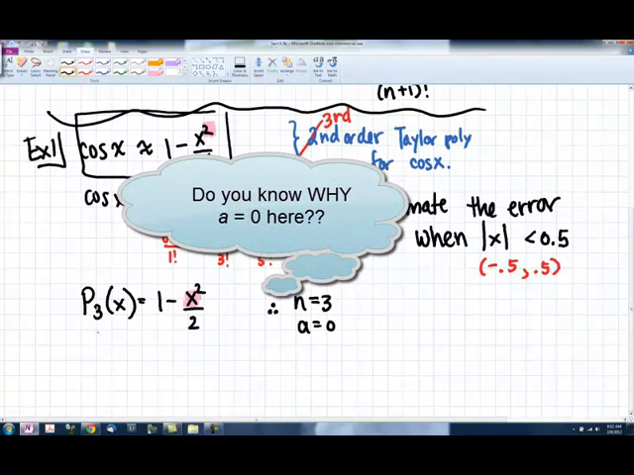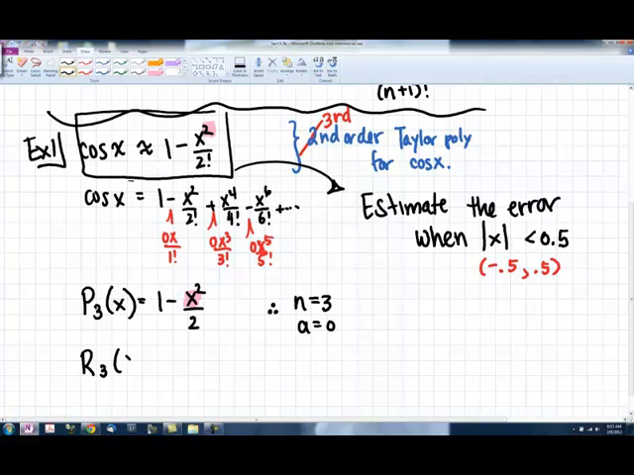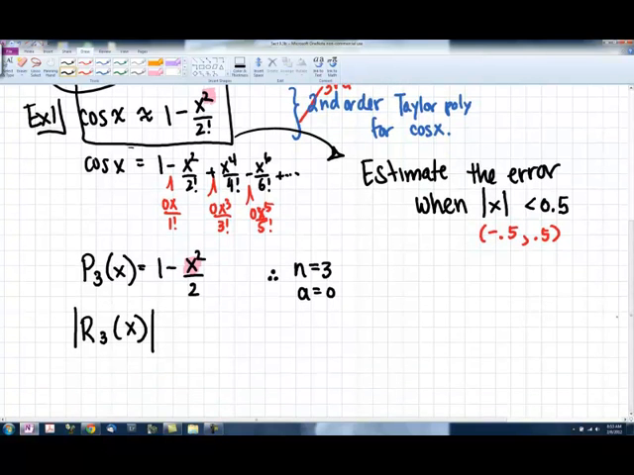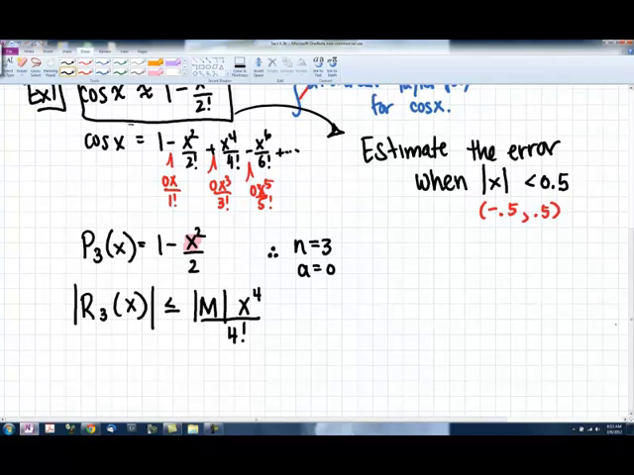If we have a third order Taylor polynomial, our remainder is going to come from which term? The n plus 1 derivative. So it's going to come from the fourth term. So the absolute value of R sub 3 of x is going to be less than or equal to the maximum value of that n plus 1 derivative times x to the fourth power over 4 factorial. Now M. What is the maximum value of the n plus 1 derivative?